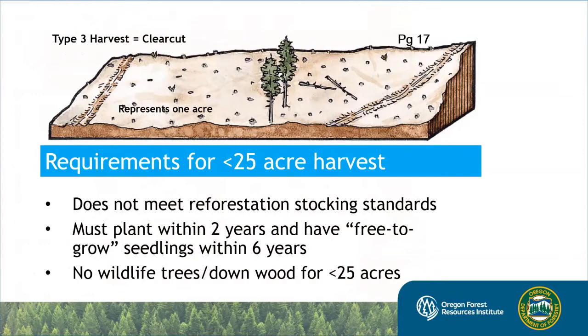So for a type 3 harvest clear cut, ours is 24 acres in the example, so 25 acres is kind of a breaking point. Harvests under 25 acres do not require wildlife trees or down wood. If you were to do one over 25 acres, you would need to leave trees and down wood. It still requires reforestation, and you must plant within 2 years following the completion of logging and have free-to-grow seedlings within 6 years following the completion of logging.